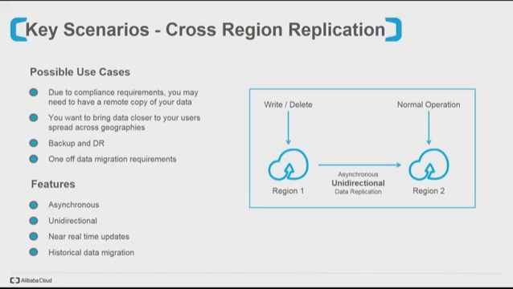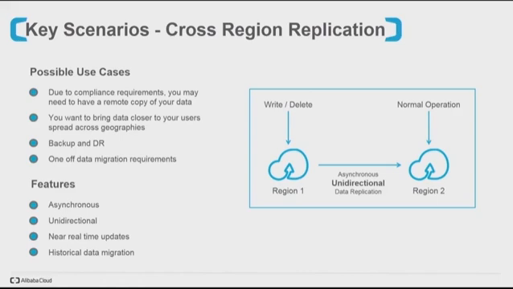These are the use cases where you would try to create a backup and DR for your production buckets in your main region, and you want to create a backup bucket or a DR solution. Or it could be due to one-off data migration requirements, where you want to move your data from one region to another region. Our customers use it for different use cases.